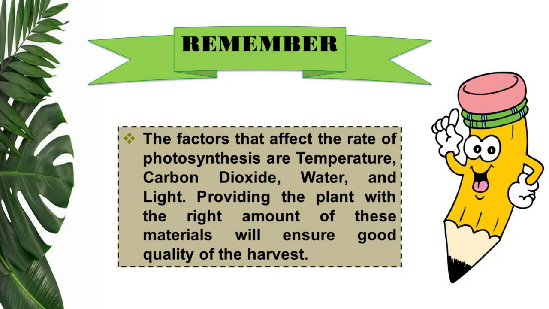Grade 9 learners, I want you to remember that the factors that affect the rate of photosynthesis are temperature, carbon dioxide, water, and light. Providing the plant with the right amount of these materials will ensure good quality of the harvest.